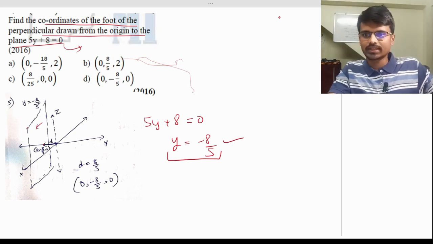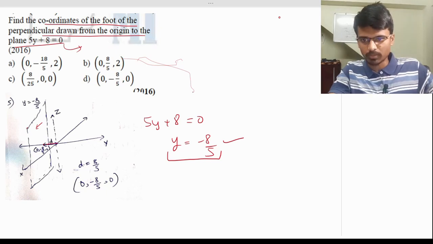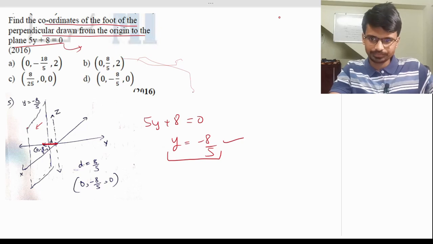So they are asking us what is the perpendicular drawn from the origin to the plane. So this is our perpendicular, right? This will be our perpendicular. So what are the coordinates of this point? What will be the coordinates of that point? Because it is lying on the y-axis, and it is lying on our plane. As you can see, the x and z coordinates will be 0, right?